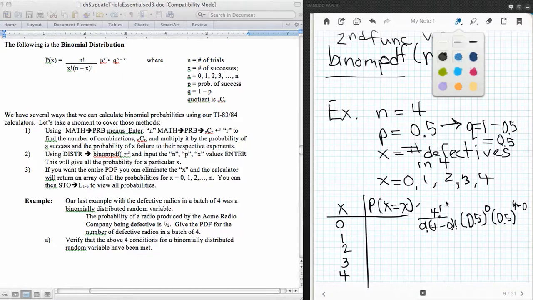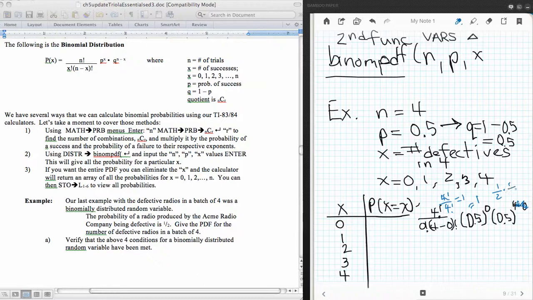Let me change to a different color here so I can write that up here. So 4 factorial over 4 factorial, which any number over itself, doesn't matter if it's factorial or not, is going to equal 1. Anything raised to the 0 power is also always equal to 1. And this ends up boiling down to just being 0.5 to the 4th power. So that's 1/2 times 1/2 times 1/2 times 1/2, or 1/16. So we see that this probability here is the 1/16 that we computed before looking at the sample space.